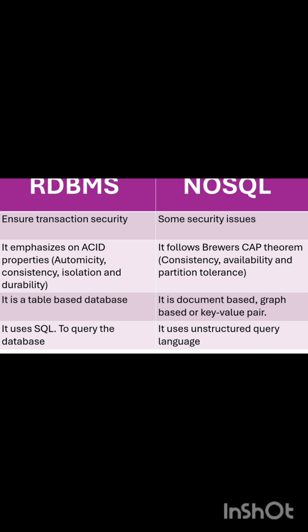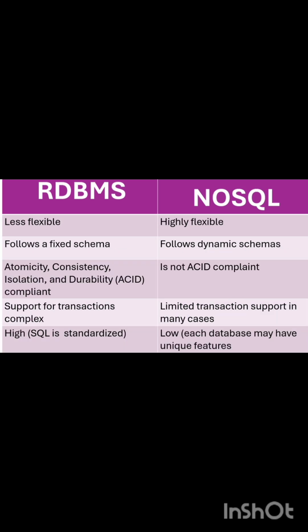The next point is RDBMS is less flexible and NoSQL is highly flexible, and RDBMS follows a fixed schema and NoSQL follows a dynamic schema as compared to RDBMS. And in RDBMS, atomicity, consistency, isolation and durability are compliant, and NoSQL is not ACID compliant. RDBMS supports complex transactions, and NoSQL has limited transaction support in many cases. And in RDBMS, SQL is highly standardized, and in NoSQL it is low. Each database may have unique features.